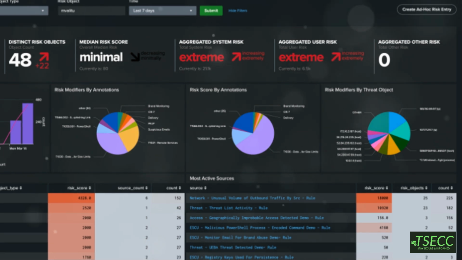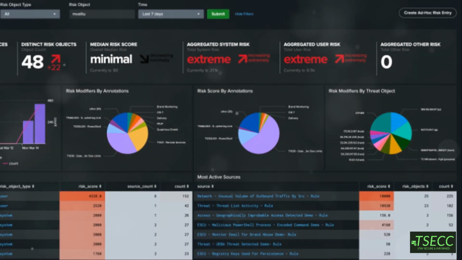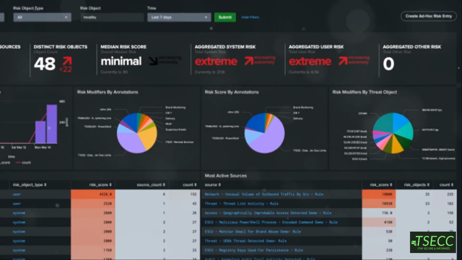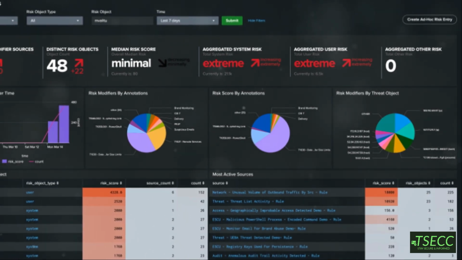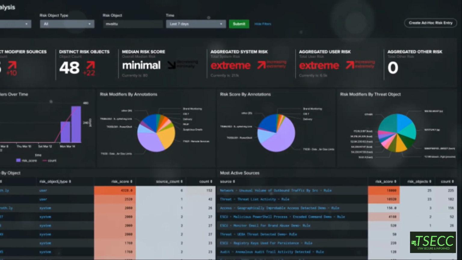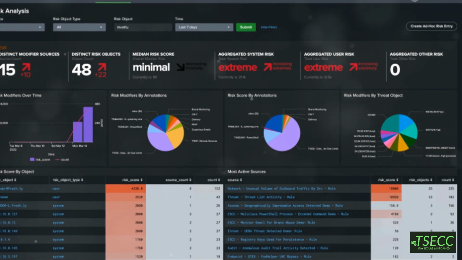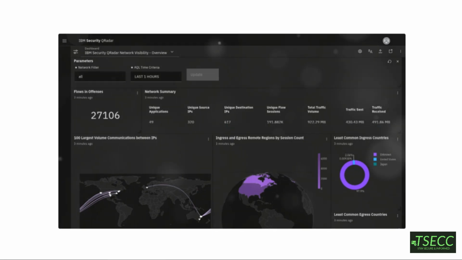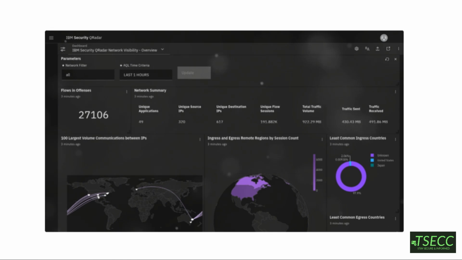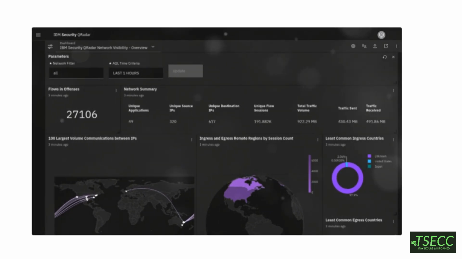Then we have Splunk, a heavy hitter in the SIEM world. Splunk's known for its powerful search and machine learning capabilities, and it's widely used by large organizations. It's not free, but the capabilities are top-notch if you need robust, enterprise-level SIEM.